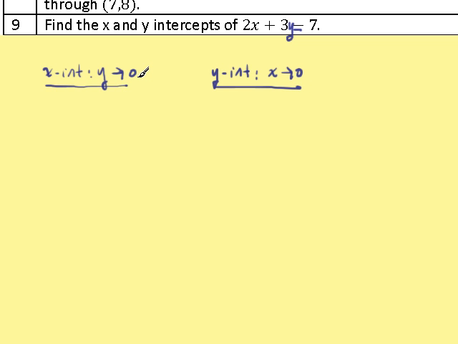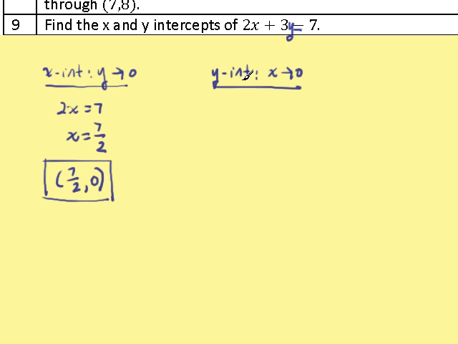All right, so if we set y equal to 0, then this 3y is going to drop out, and we end up with 2x equals 7. Divide by 2, and our x-intercept is x equals 7 over 2, or 7 over 2 comma 0. To find a y-intercept, set x equal to 0, so this is going to drop out, and we have 3y equals 7, or y is equal to 7/3, or 0 comma 7 over 3.